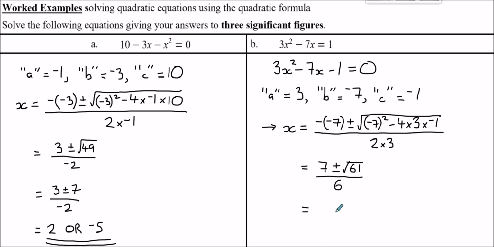So we're going to have 2 roots, so we can have minus 7 minus root 61 over 6, or the second one, which is minus 7 plus root 61, all over 6.